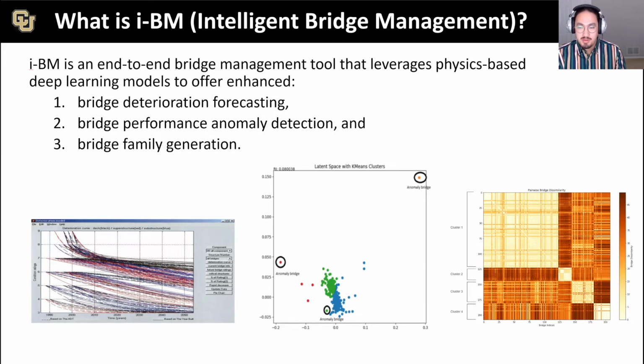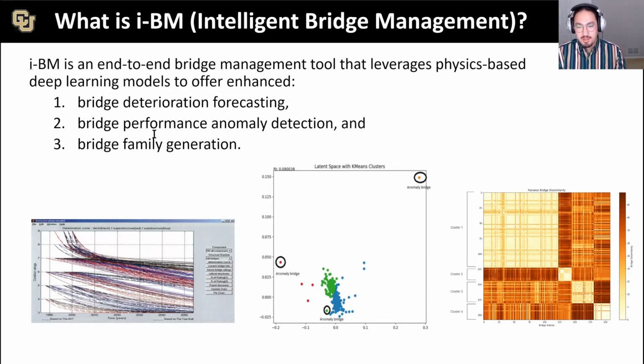The first is bridge deterioration forecasting, as you can see from this illustration on the very left. These are curves for deterioration for bridges. So for example, these could be condition ratings, and they could be deteriorating over time. And our predictive model could pick up on these patterns and predict future unknown time steps and forecast how a bridge would be deteriorating in the future.